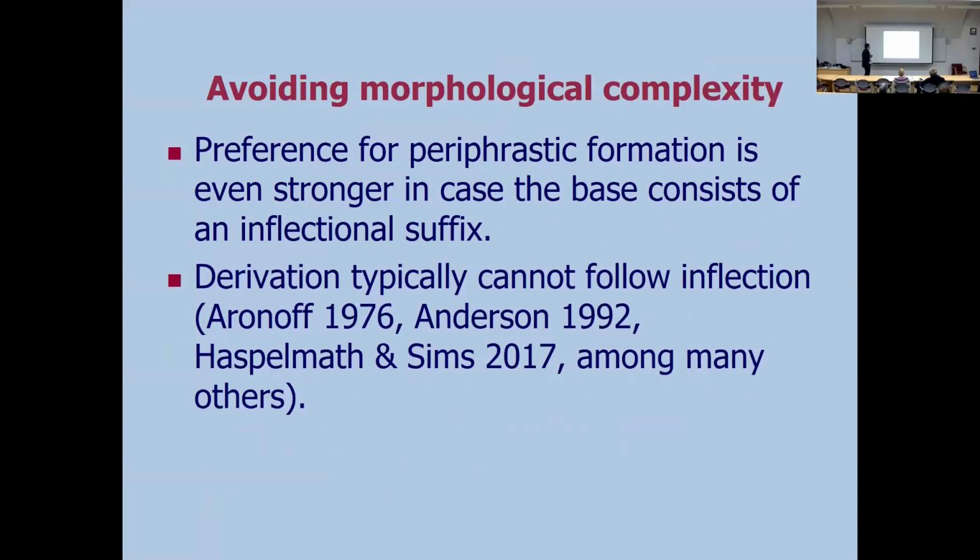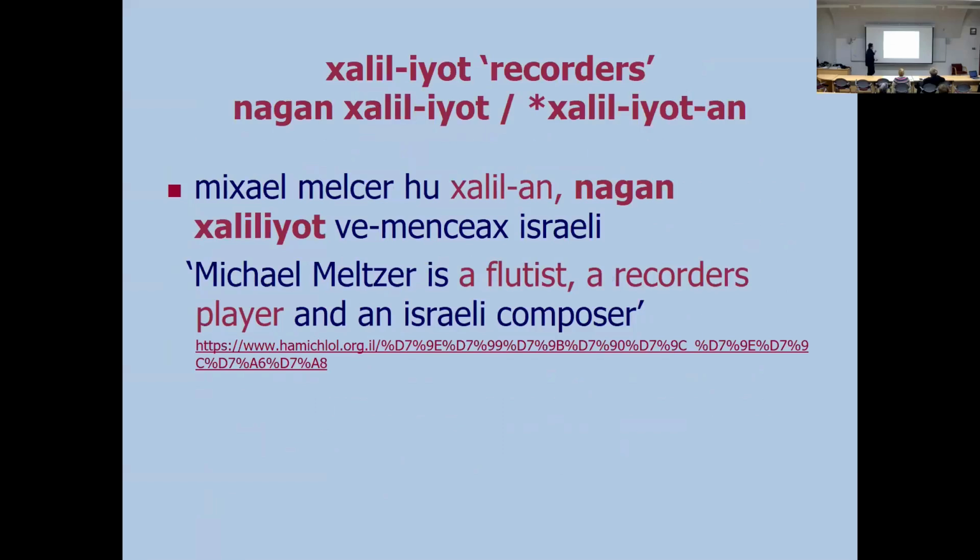Preference for periphrastic formation is even stronger in case the base consists of inflectional suffixes, because as you know, derivation typically cannot follow inflection. So for example, we have nagan Khaliliot, recorders. So sometimes we have this concept of somebody who plays different recorders together. So Khaliliot is already pluralized. And here there's no option of adding a derivational suffix after an inflectional one. So we have nagan Khaliliyot. The iyot is the plural, but we don't have Khaliliyotan. It would be Khalilit plus plural plus derivational suffix. Very, very rare. And you can see for Khalil, flute, we have Khalilan, no problem.